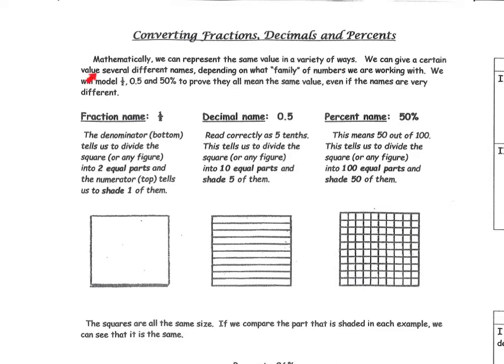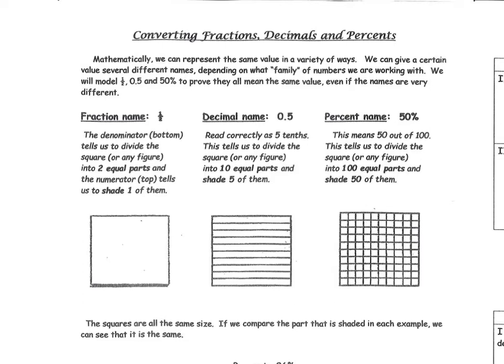We can give a certain value several different names depending on what family of numbers we are working with. We will model 1/2, 0.5, and 50% to prove that they all mean the same value, even if the names are very different. So we're going to start with a fraction name, 1/2. The denominator, the bottom number, tells us to divide the square, or any figure, into two equal parts. And the numerator, the top number, tells us to shade one of these pieces.